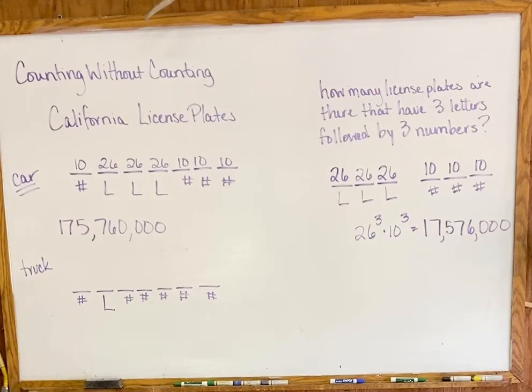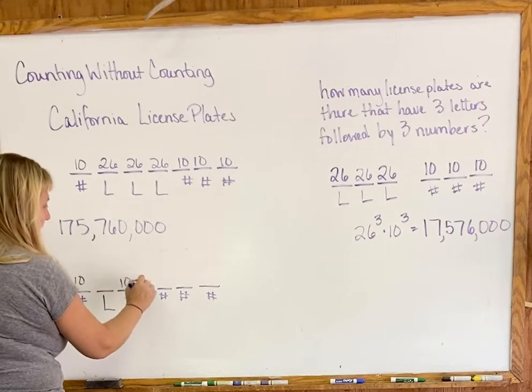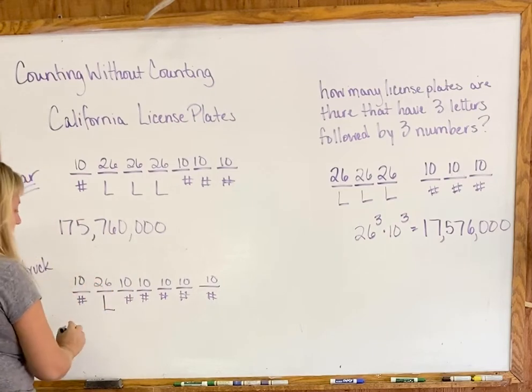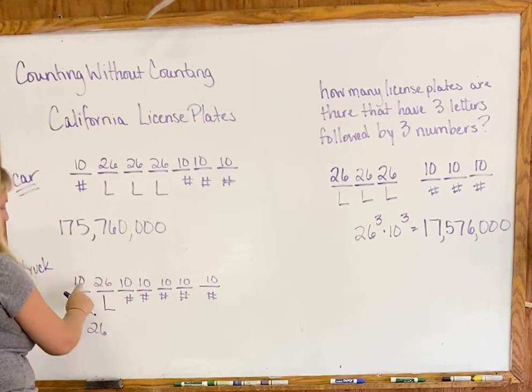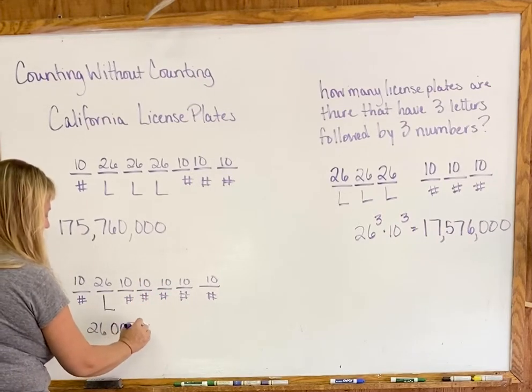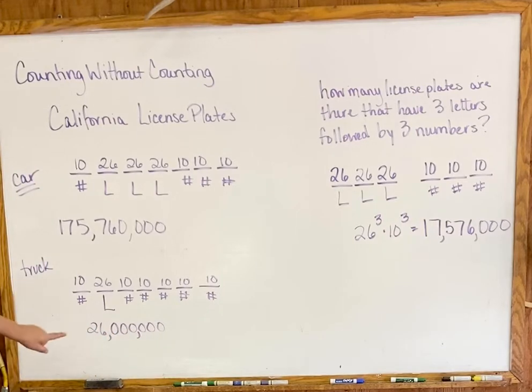So different arrangements. So again, the numbers are all going to be 10s, yes? And the one letter will be the 26. So this time, this is gonna be 26 with 1, 2, 3, 4, 5, 6 zeros. Okay, so by creating specific truck license plates that look different than the car license plates, we were able to add 26 million license plates to the original number.